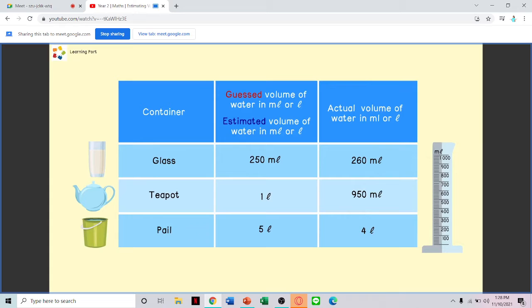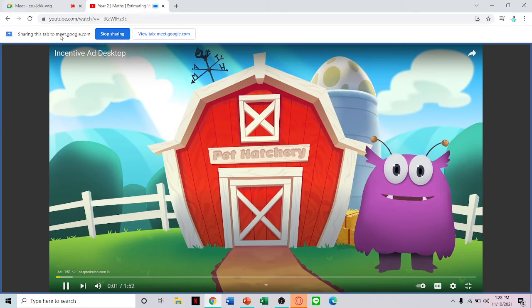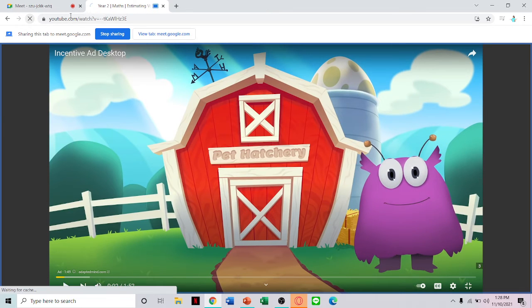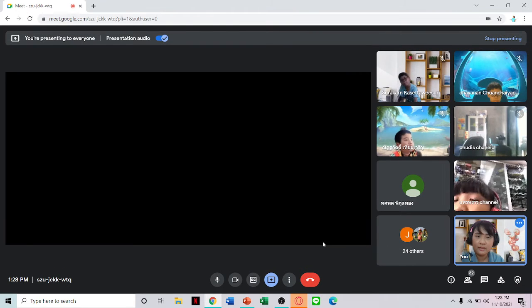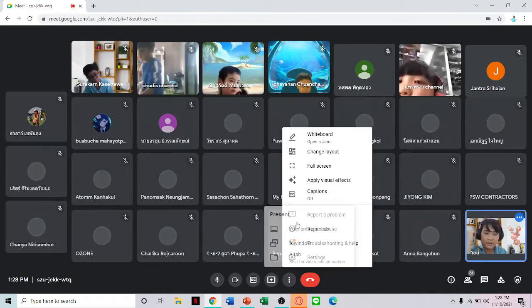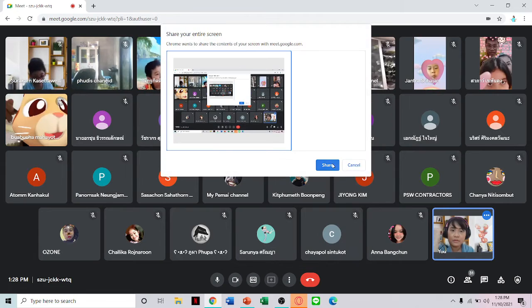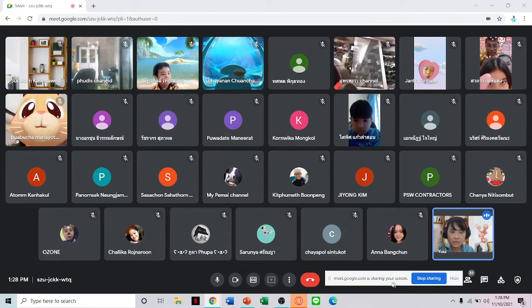This method of guessing the volume of liquid in a container is called estimation. Okay. Who's ready to continue? Okay. Let's continue.